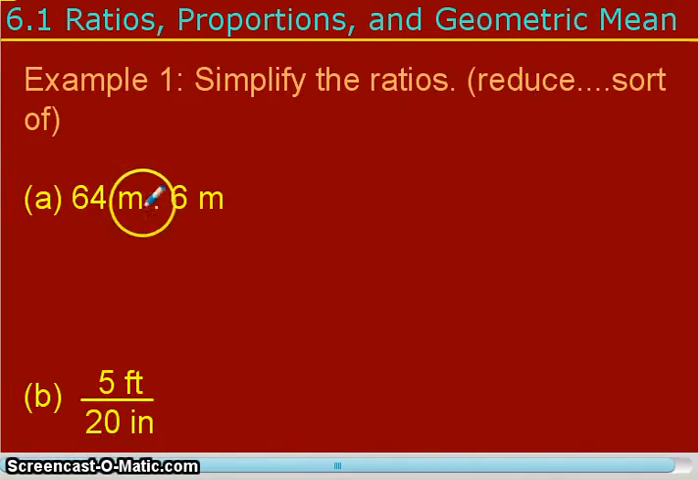Alright, how do we reduce ratios? Well, either it's in fraction form or the colon form here. Either way, we're just going to reduce it by taking out the common factors. So 64 and 6 are both even, so if I divide by 2, it would be 32 to 3. And that's as far as it would go. Now 5 and 20 have a 5 in common. So if I pull a 5 out of the 5, I'd have a 1. Pull a 5 out of the 20, I'd have a 4. And we've got the fractions reduced.